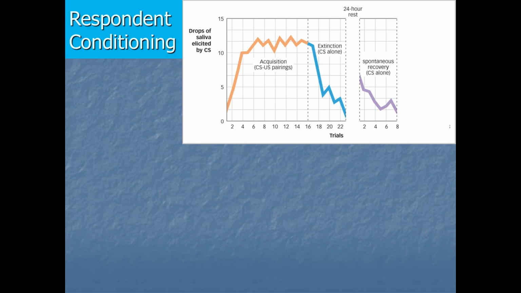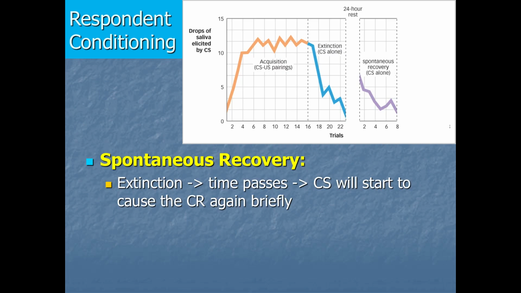After some time has passed, if we try the CS by itself again, so the tuning fork without the meat, the CR comes back. It comes back at least partially. They start drooling to the tuning fork even though we had extinguished that. We thought we had undone all the learning, right? So this phenomenon, the purple line here, is called spontaneous recovery. Even after extinction, when it seems like the CS doesn't elicit the CR anymore, if some time passes, like taking a long break or sleeping, then presenting the CS will start to cause the CR again briefly.